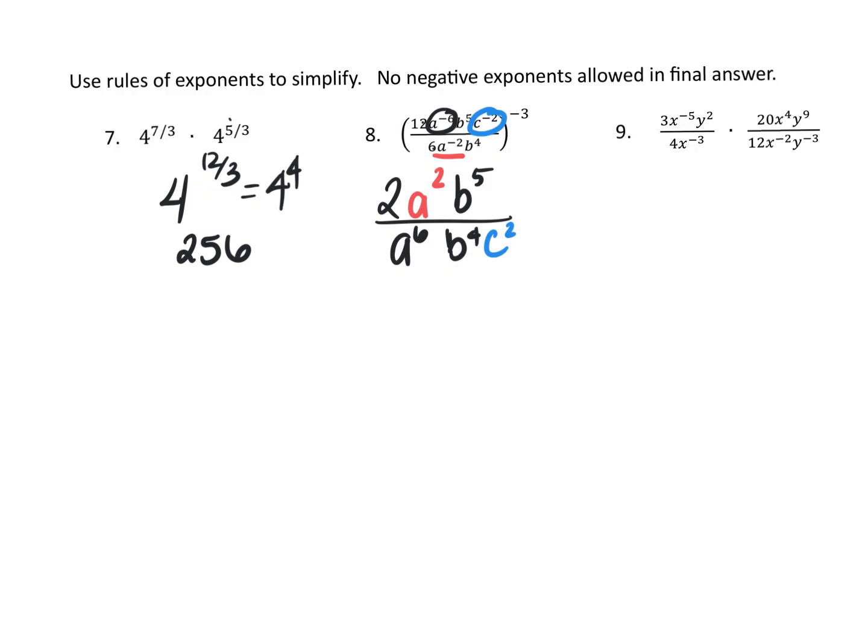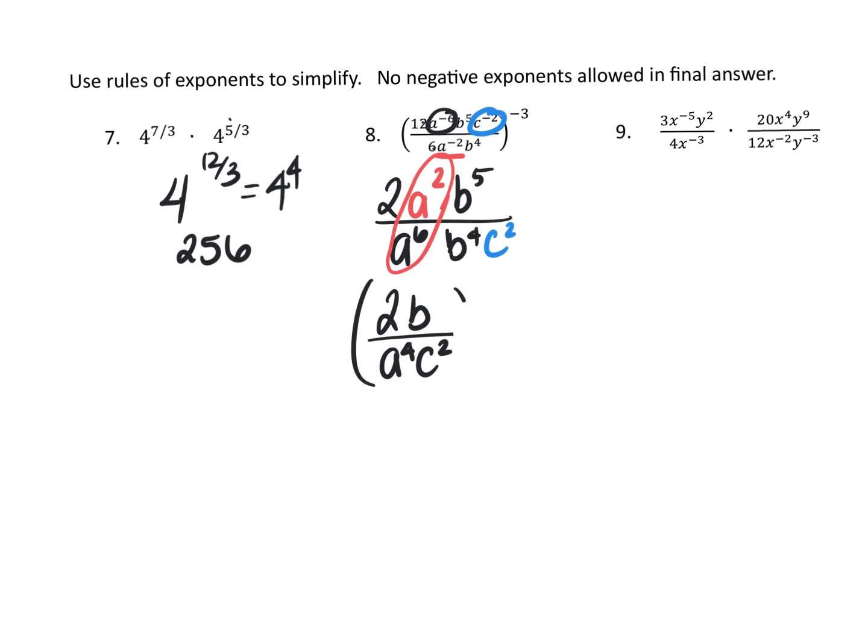Now I'm going to simplify this. My a's, 2 minus 6 is negative 4. So 2 and a to the 4th in the denominator because there's more a's in the denominator. Negative exponent in the denominator. B to the 5th divided by b to the 4th, b to the 1 power, and c squared stays in the bottom.